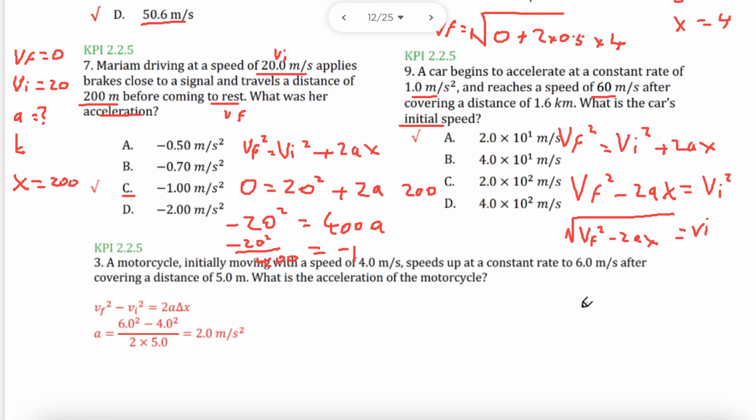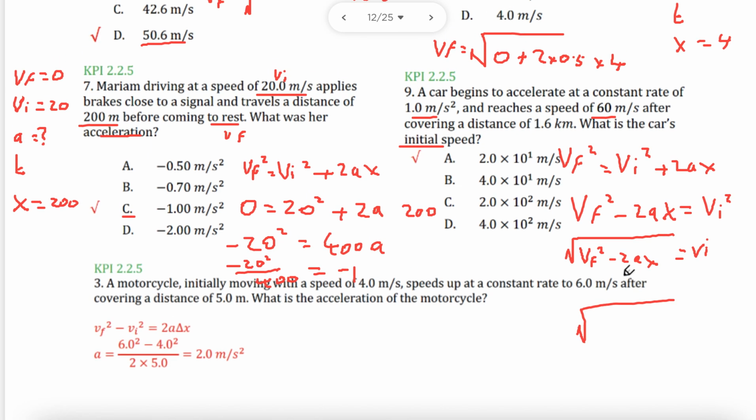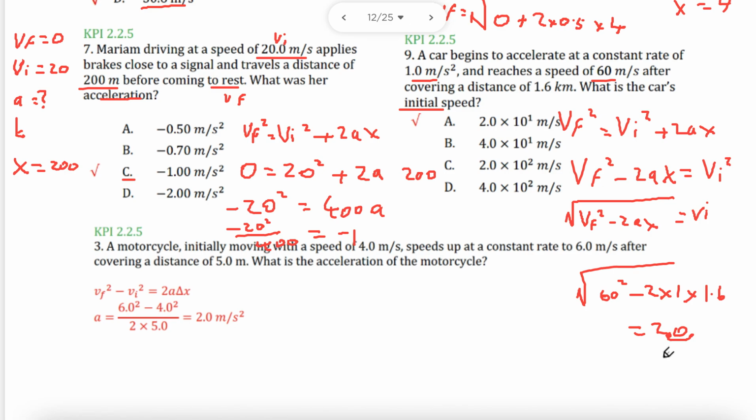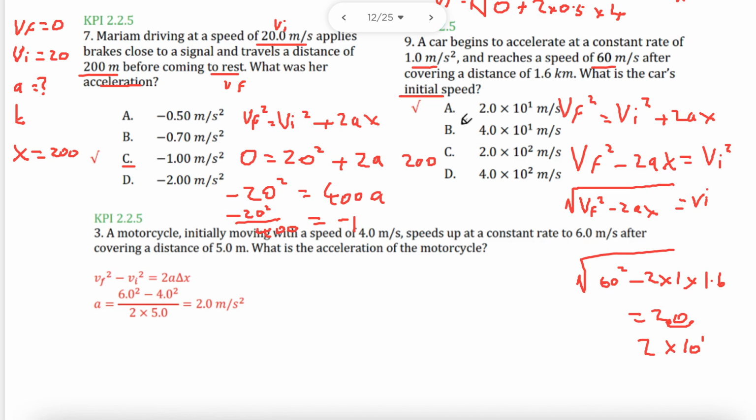Now, we just simply put the numbers in. We're going to put the numbers in over here. Let's give it a try. V final, it's right here. It reaches the speed 60 squared, minus 2 times a, which was 1, times 1.6. And if you put that in your calculator, it looks like you will get 20. 20 is 2 times 10 to the 1, so they're being fancy with it. I take this decimal point, move it back, and if I want to bring it back to 20, I will do times 10 to the 1. That will be 2 times 10 to the 1. If you write that into your calculator, you get 20. Okay, very good. So that's why the answer is A.